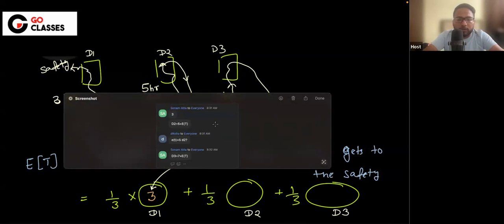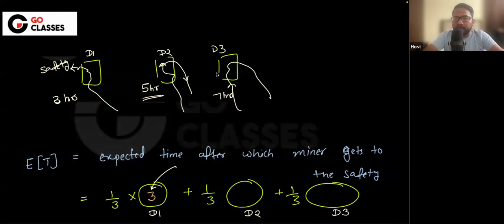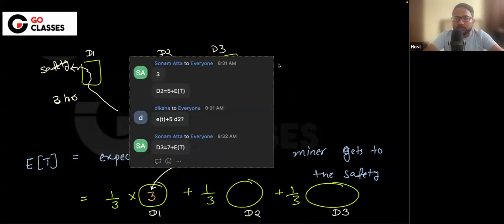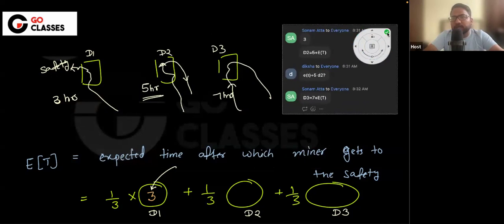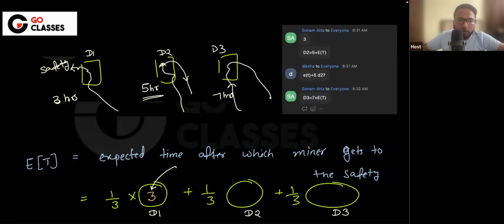So I think we have got a couple of the answers. Let's see if they are correct or wrong. Let's see if D2 is 5 plus ET or not. D2 is a time after which he returns to the safety. Actually, he just wastes 5 hours, and after that he just restarts, right? So that's why it should be 5 plus ET. Yes, this is correct. It should be 7 plus ET, right?